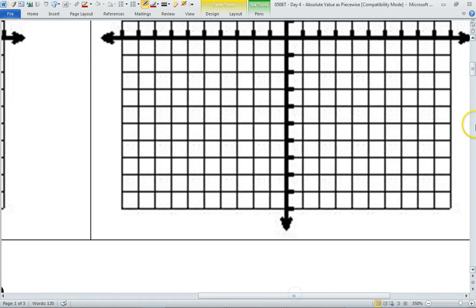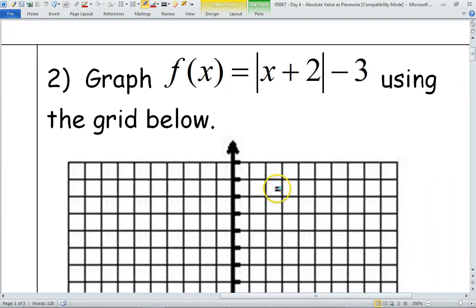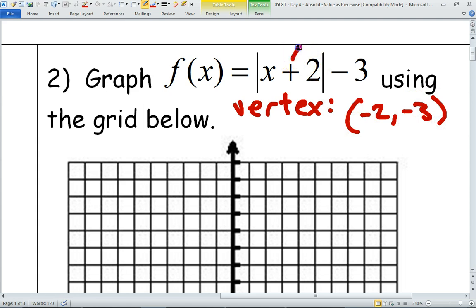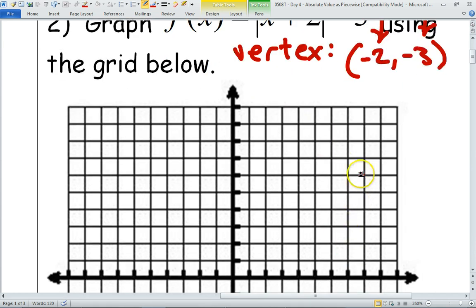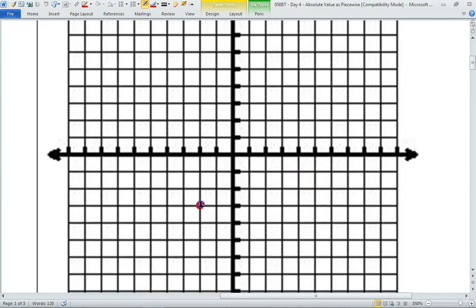Alright, let's look at the second one. Looking at this graph, please tell me the vertex of this function. I'm hoping that you said (-2, -3). Remember, it's always the opposite of this one, comma, this one. That's how you do the vertex. So that vertex is at (-2, -3), which is here. There's my vertex.